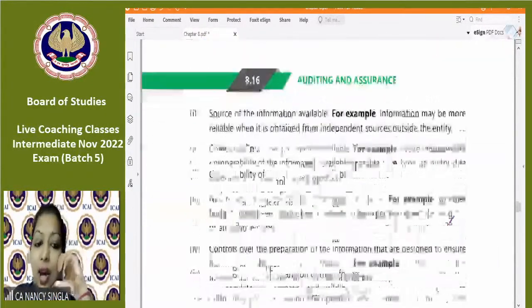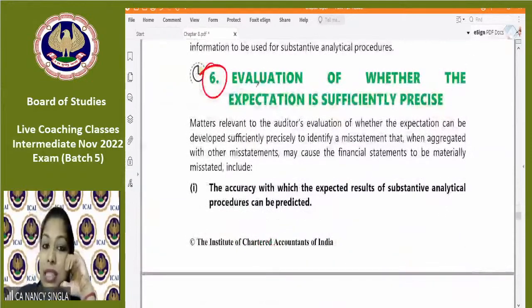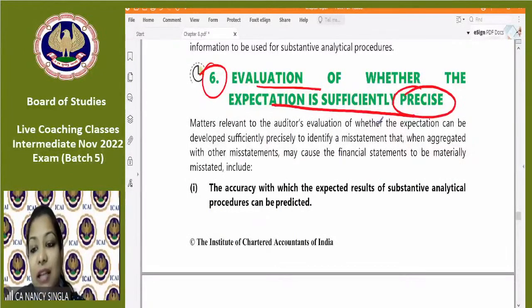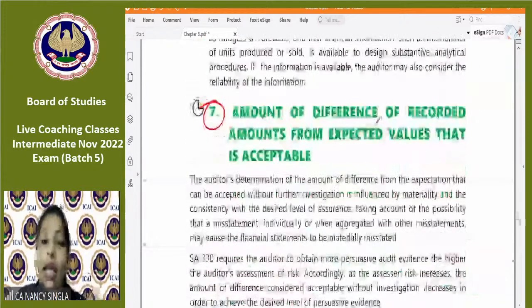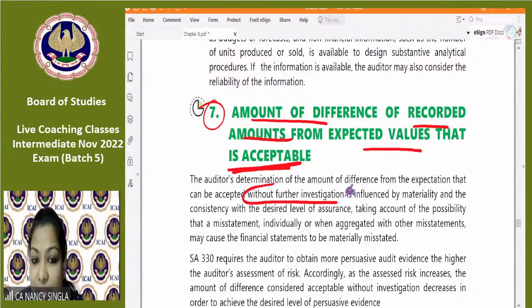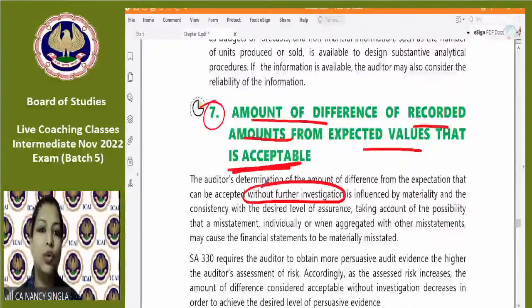ठीक है, कर लिया. अब क्या करना है? अब auditor will see whether expectation can be developed sufficiently precise. Precise is what? Accurately develop हो सकता है या नहीं हो सकता है. ठीक है, वो भी कर लिया. Then what is the amount of difference of recorded amounts from expected that is acceptable without further investigation? इतना difference है तो I'll not go for detailed checking, otherwise I'll go for detailed checking. Clear? Is it clear? ठीक है.